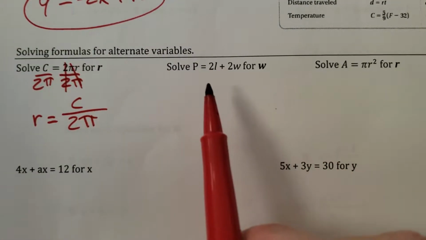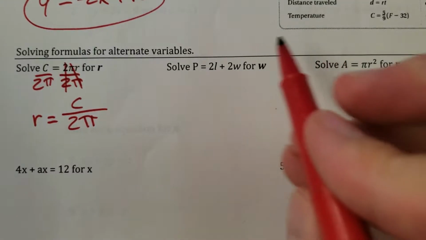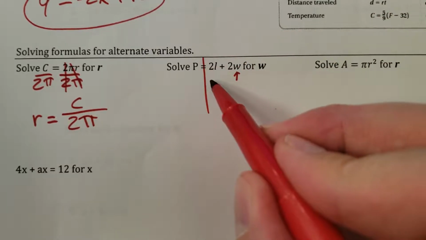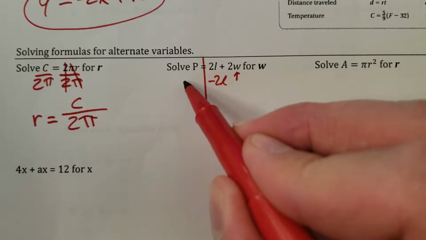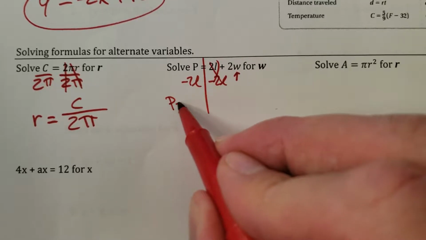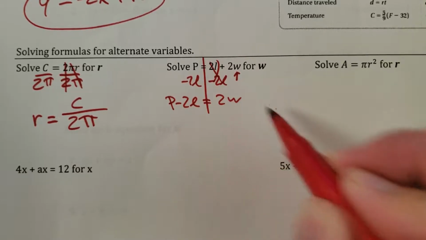Okay, next one. The perimeter equals 2 lengths plus 2 widths. Let's solve it for W. Okay, we need to get W alone. All right. So first thing, I probably want to get rid of these 2 lengths. Minus 2 lengths. Goodbye. Perimeter minus 2 lengths is going to equal 2 widths.